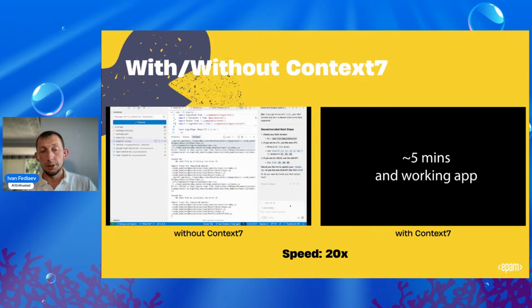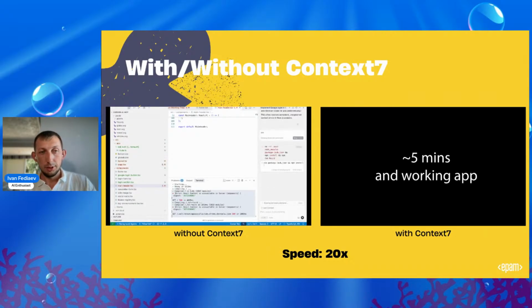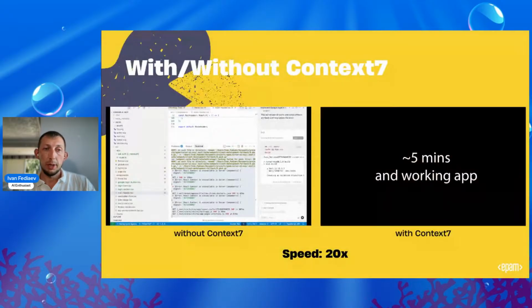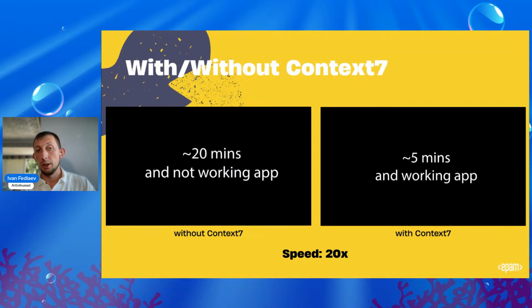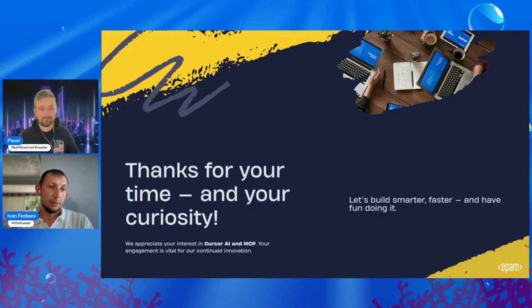For the case without Context7, I spent more than 20 minutes and I have an absolutely broken application. It not only doesn't implement login, it also broke my application several times. And I just tried to reanimate it, copy-pasting errors from the console, copy-pasting errors from the browser. And when I see the result, my markup was broken, the login button doesn't work, and the application was uglier than before. It's amazing, it's more than three times faster, and it was a working result.